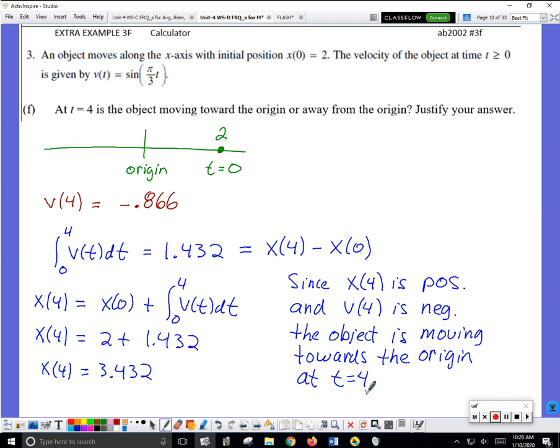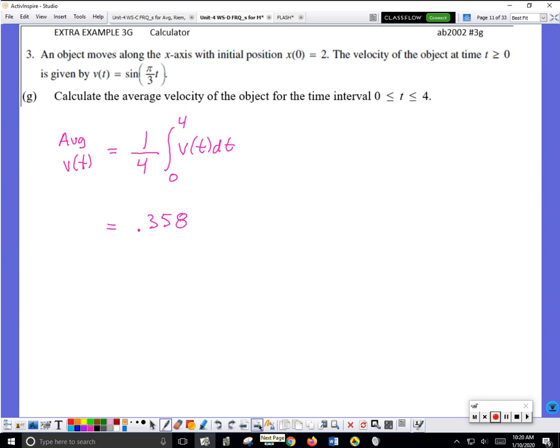Cool. Next thing. This is just review from the yellow. It says calculate the average velocity of the object. So to calculate average velocity, I integrate velocity multiplied by 1 over the duration of the interval. Just type it in my calculator.